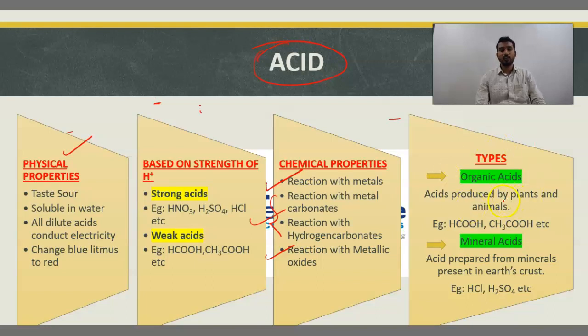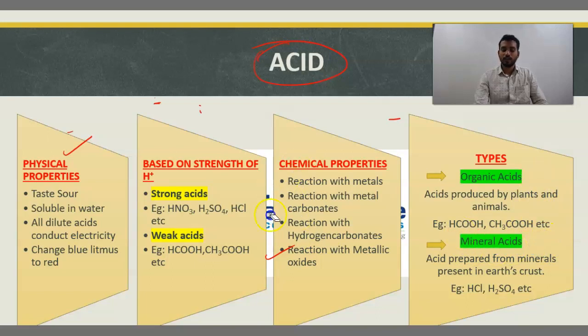Next, types of acids. We generally classify acids into two categories, that is organic acids and mineral acids. If acids are produced by plants and animals, that acid is called an organic acid. Similarly, mineral acids are prepared from the minerals present in the earth crust. HCOOH, formic acid, and acetic acid are organic acids obtained from plants and animals, and mineral acids, for example, are hydrochloric acid, sulfuric acid, etc.